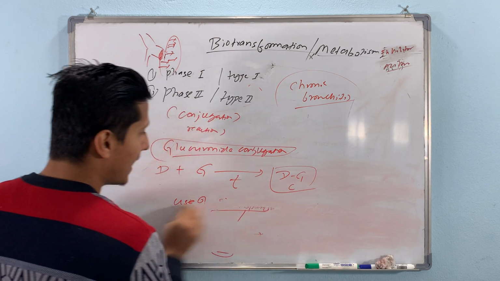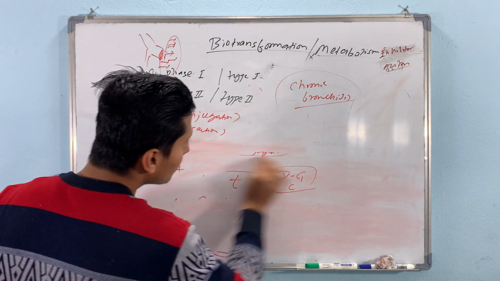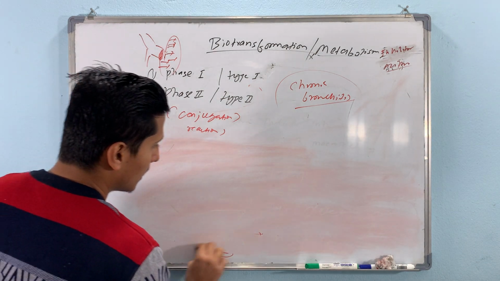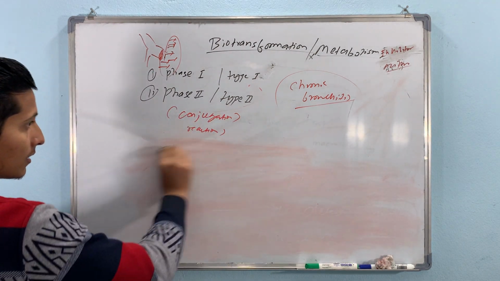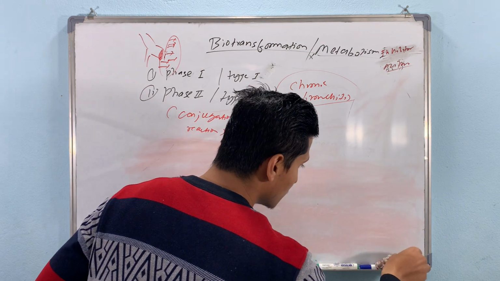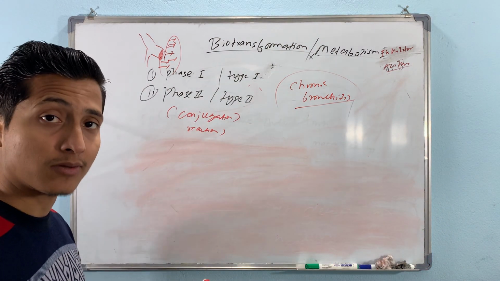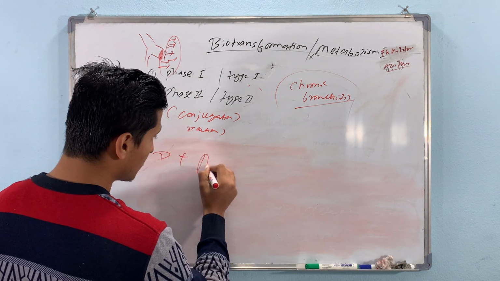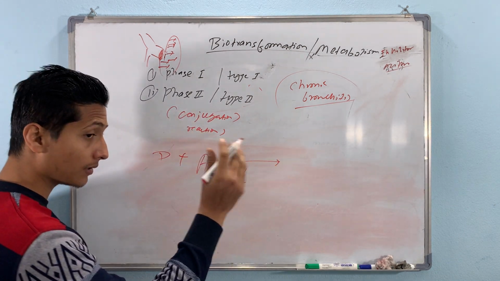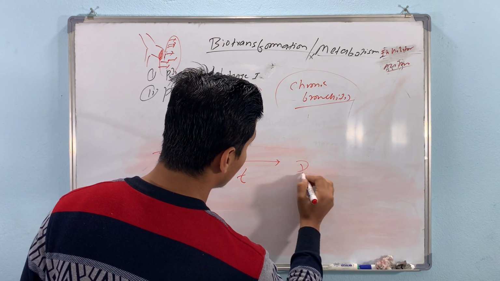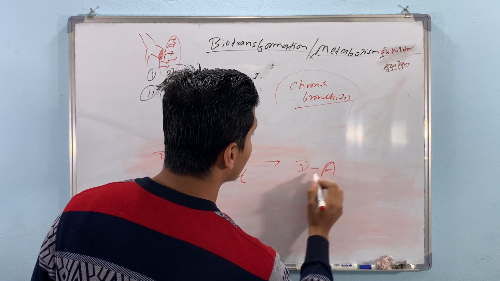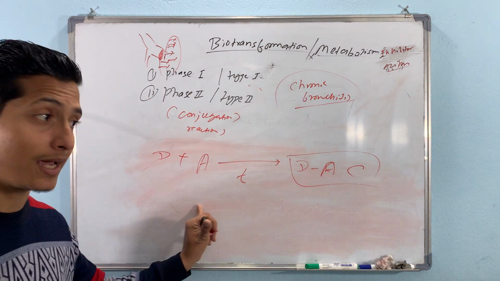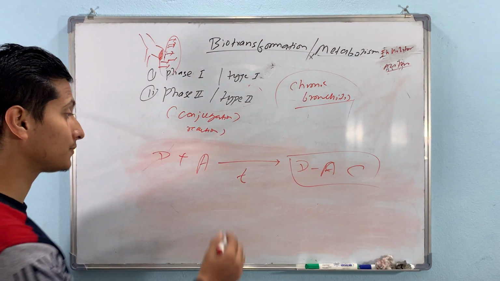Now let's talk about acetyl conjugation. What is acetyl conjugation? As I told already, if there is an acetyl group in the conjugate part of the conjugation reaction, that's called acetyl conjugation, right? So if this is your drug and this is the acetyl group, in the presence of this transferase enzyme, if you form a drug-acetyl complex, that's basically an acetyl conjugation reaction, right?